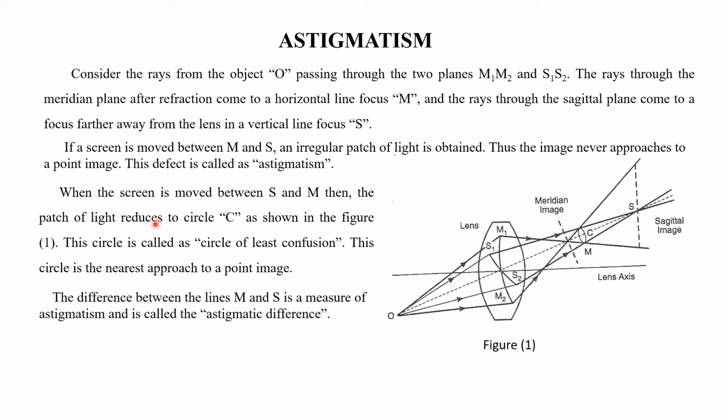So, if you move the screen between S and M, you will get an irregular patch of light. But at one position, the rays coming from the meridian image and sagittal image are intersecting. At these intersecting points, you will get a circle-like image, which is called the circle of least confusion. This circle is the nearest approach to a point image. The difference between the lines M and S is said to be the astigmatic difference. So, this is the defect. It is said to be astigmatism.